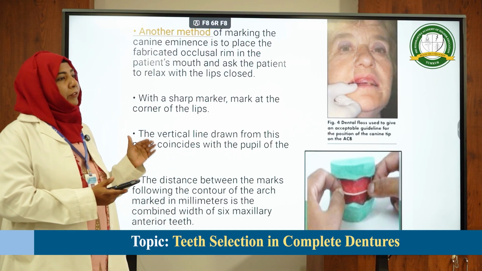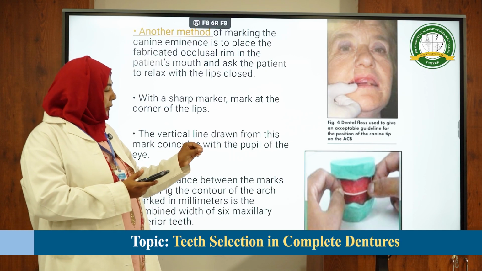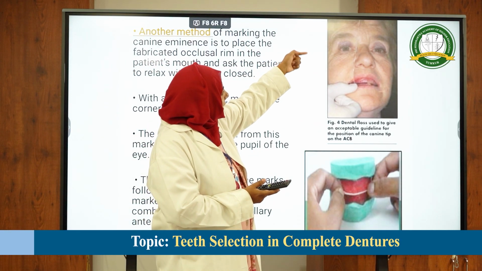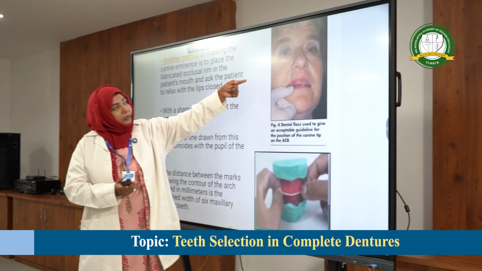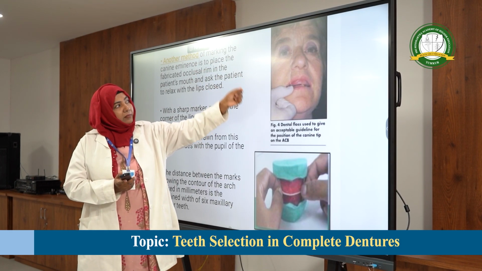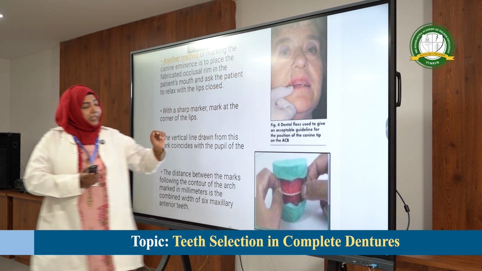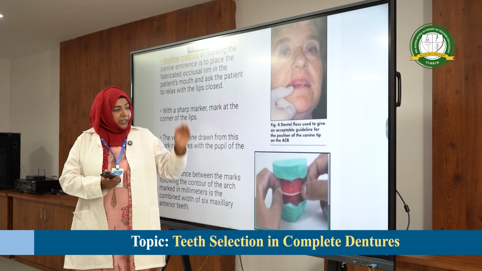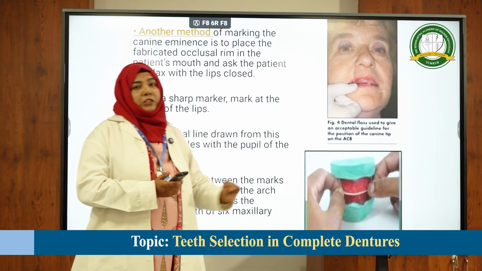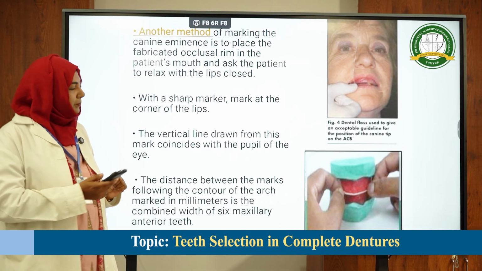What you have to do, you have to insert the fabricated maxillary occlusal rim in the patient's mouth. Then using floss, as it's seen in the image, the line running from the inner canthus of the eye to the ala of the nose is extended onto the maxillary occlusal rim and marked. The same thing has to be done on the other side. Then the maxillary occlusal rim should be taken out of the patient's mouth. The distance between those markings has to be measured. So that will give you the idea of the maxillary anterior teeth width.